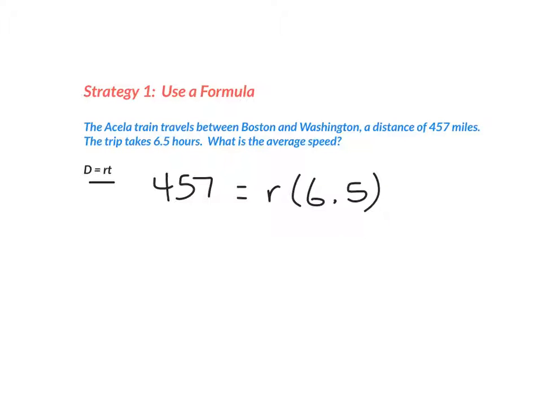So we're just going to solve the equation by dividing both sides by 6.5. If I do that, 457 divided by 6.5, you get about 70.3 miles per hour. Kind of a weird number, but it was a weird number of miles too, 457 miles, so that's okay. And so sometimes you know a formula, use the formula.